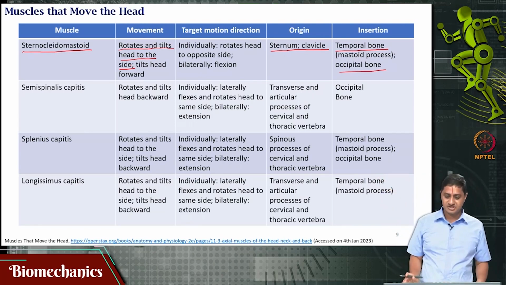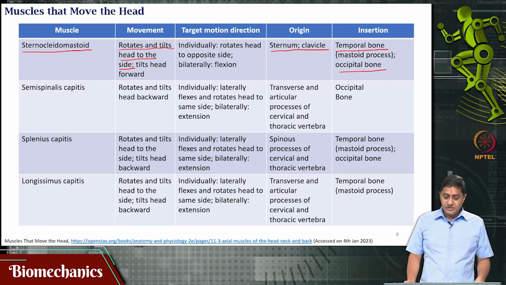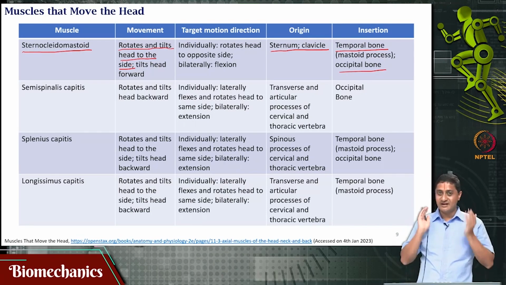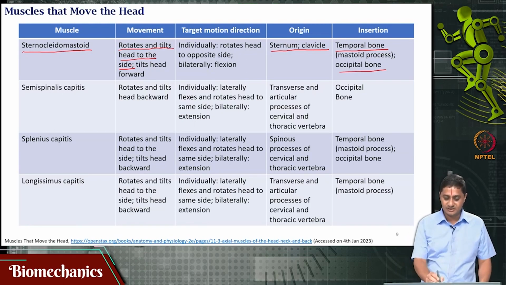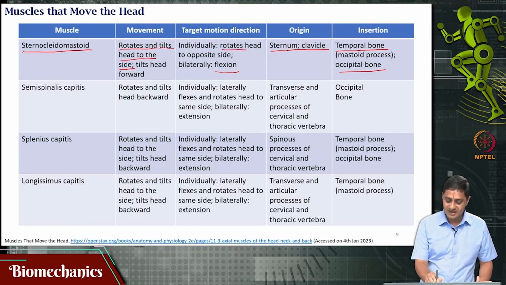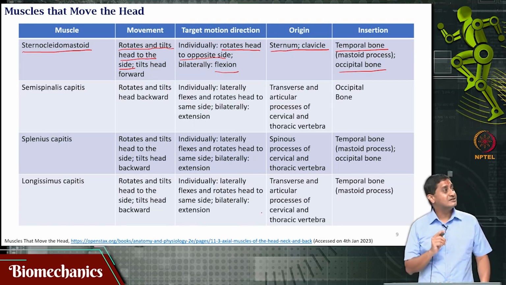So, sternocleidomastoid can rotate and tilt the head to the side, and also of course tilt the head in the forward direction. There are two sides, right, the left side and the right side. There is a sternocleidomastoid muscle on the left side and on the right side. When both of them are acting together, they perform flexion action. But when only one of them is acting, the other one is not activated at the same time, then it rotates the head to the opposite side. When this muscle is active, that is the look that you are getting, and when this muscle is active, that is the look that you are getting, right.